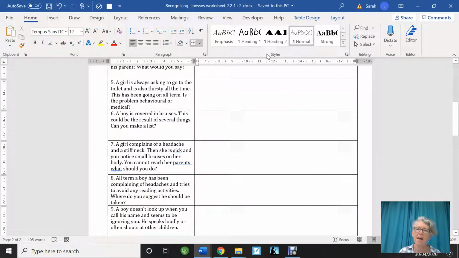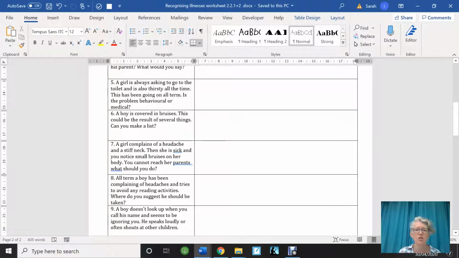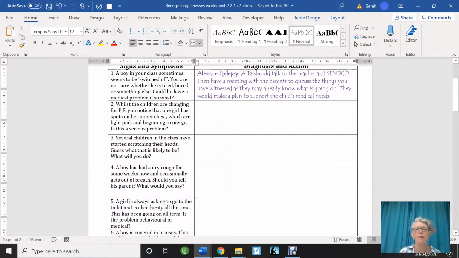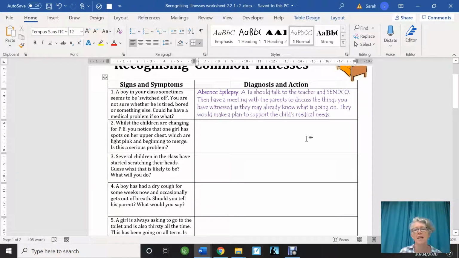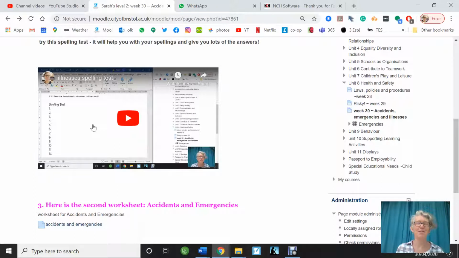They don't have to go in every box, but when you've finished, have a look down there and see if you've mentioned all of those different people. They're the actions to take. Might be a letter home to the parents. You decide what you think the school would do. Okay, and the spelling test here will help you with lots of those answers and with your spellings.